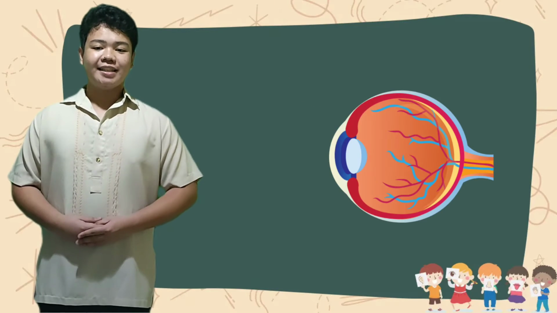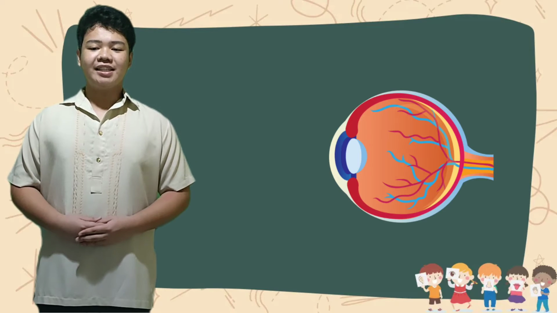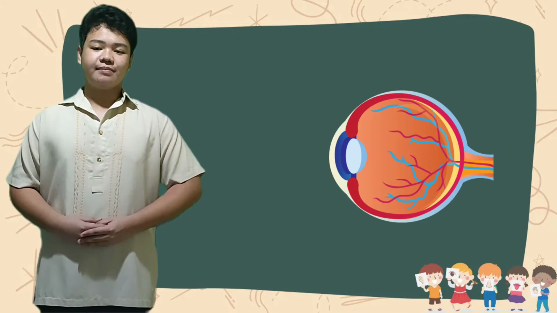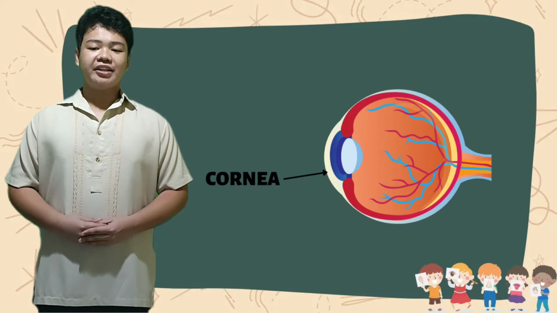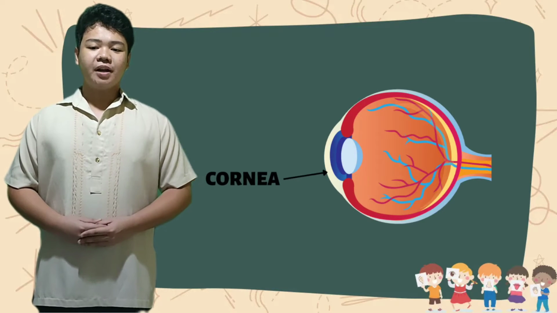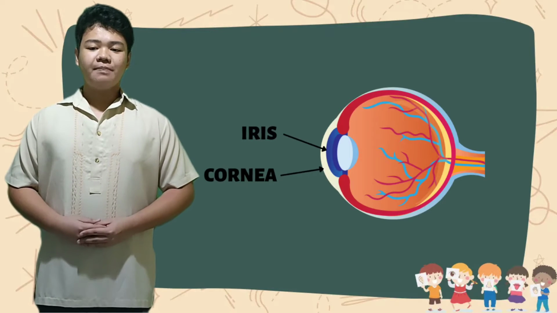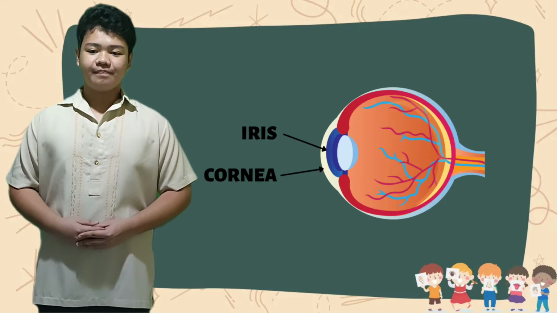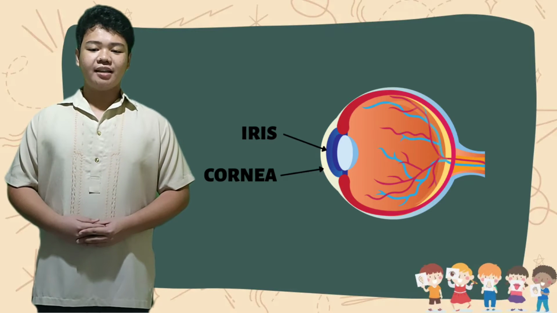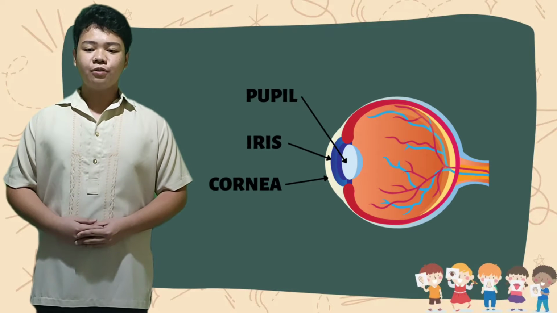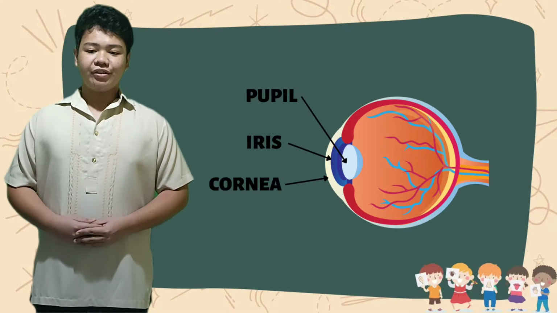We see with our eyes. Our eyes help us to see. The eye has different parts that work together so we can see things around us. The cornea is like a clear glass that covers the front of the eye. The iris is the colored part of the eye. It lets just the right amount of light enter the eye. At the center of the iris is the pupil. The pupil is a circular hole where light enters.